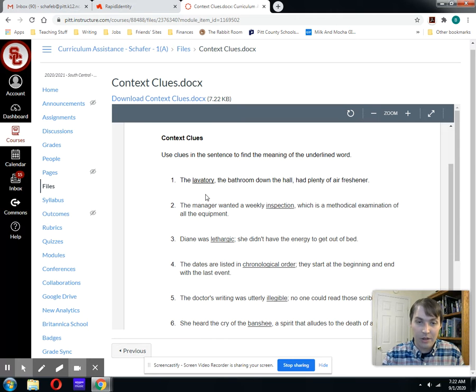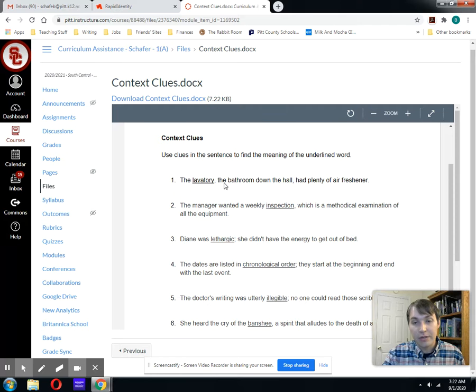So, in our first sentence, the lavatory, I've underlined this word because that's the word we want to find. The lavatory, the bathroom down the hall, had plenty of air freshener. So I want to find the meaning of this word lavatory. And with definition, what I'm going to do is look at this word, look after the word, and see if there's anything in here that gives me more details about what a lavatory could be.